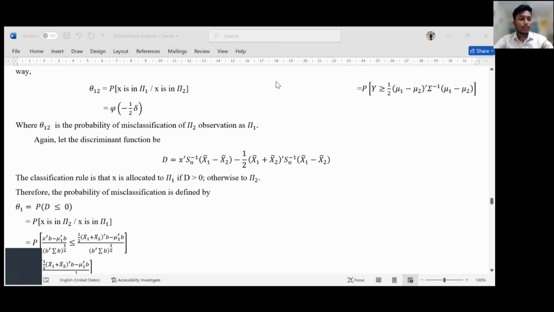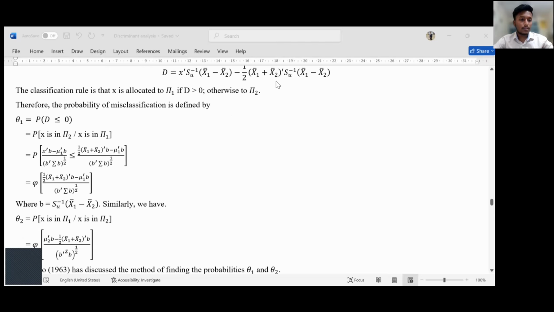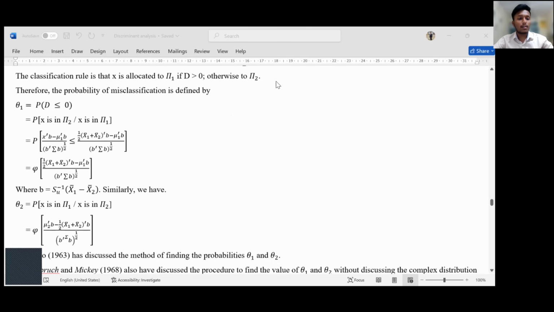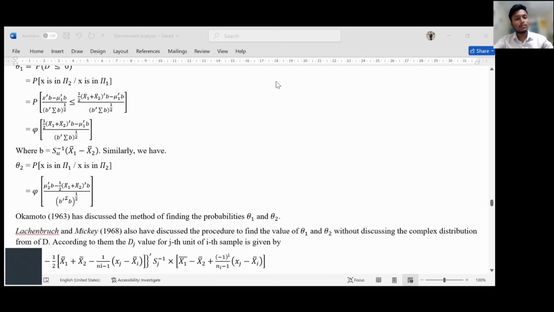So this is equal to the probability of (x'b - mu1'b) divided by (b' sigma b) raised to half, less than or equal to (1/2 (x1 bar + x2 bar)'b - mu1'b) divided by (b' sigma b) raised to half. So it is equal to phi of (1/2 (x1 bar + x2 bar)'b - mu1'b) divided by (b' sigma b) raised to half, where b = Su inverse (x1 bar - x2 bar). Similarly, we have theta 12, the probability that x is in population 1 given x is in population 2.